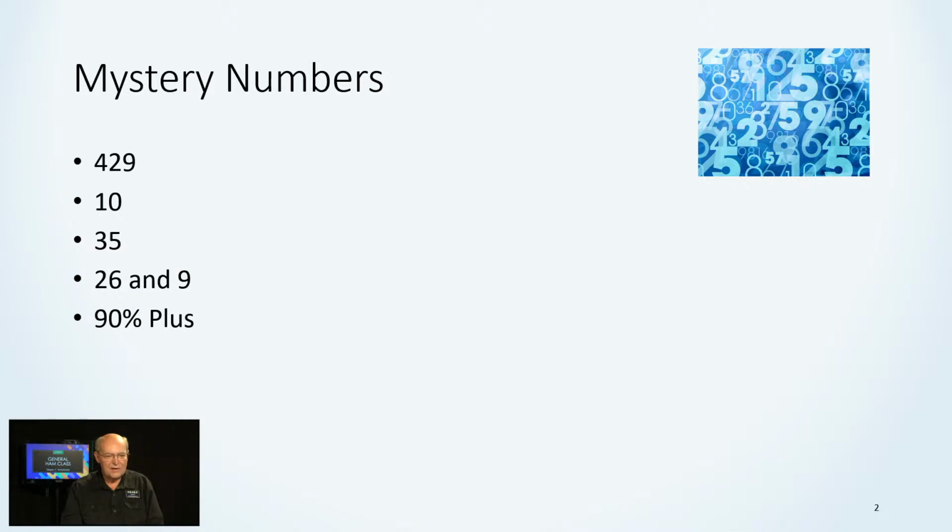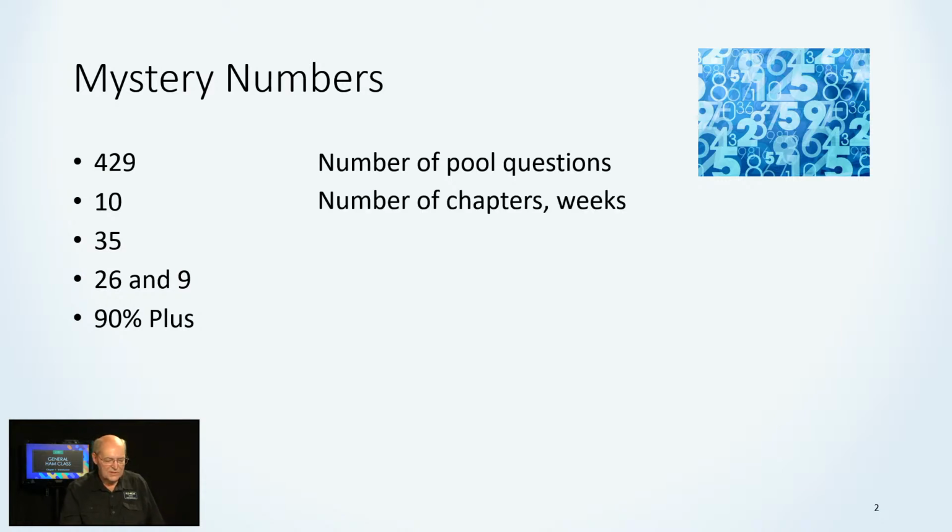Some of these you've already heard about, like 429, I think Gary mentioned. That's the number of pool questions. 10, we've heard that number tonight a couple of times. That's the number of chapters in our book that we're going to be covering. It's also the number of weeks in this class series. 35, you may recall, is the number of questions on the test. So although we have only 35 questions, they're drawn from this pool of 429. So you don't know which of those 429 you're going to get. That's why we're going to cover them all in the class.